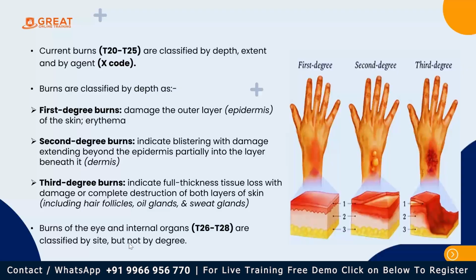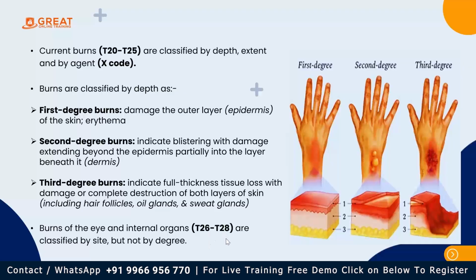These are classified by site but not by degree. These burns in T20 to T25 are mostly for skin, meaning hands, legs, face, back, or your stomach. But if burns of the eye or any internal organ are there, in that case you have to code from T26 to T28. You don't need to remember these categories. You will get these codes in this category only.